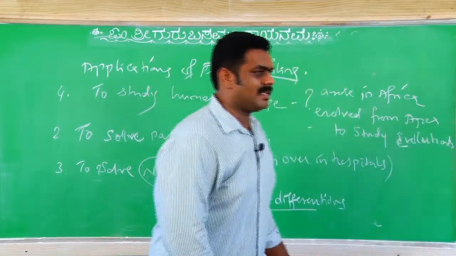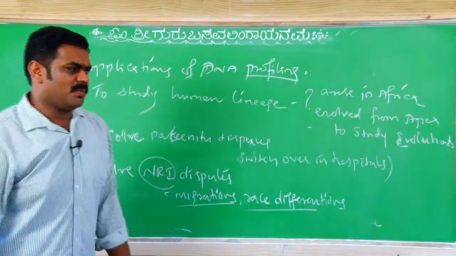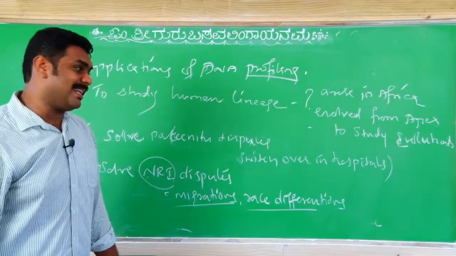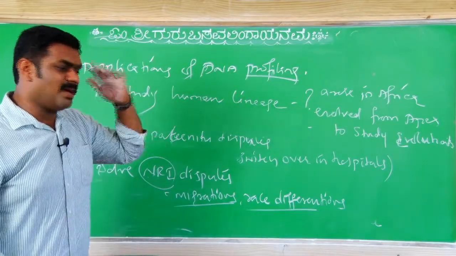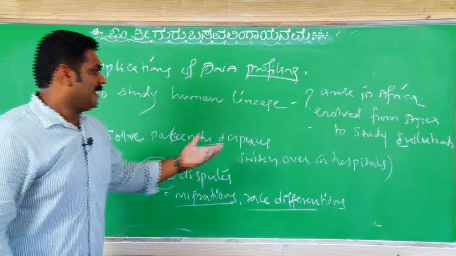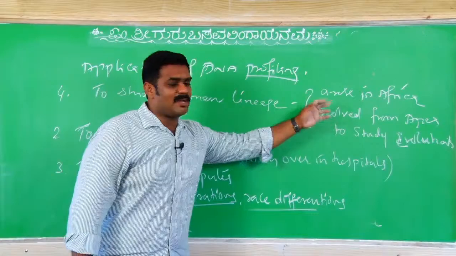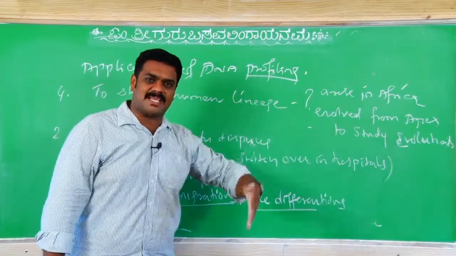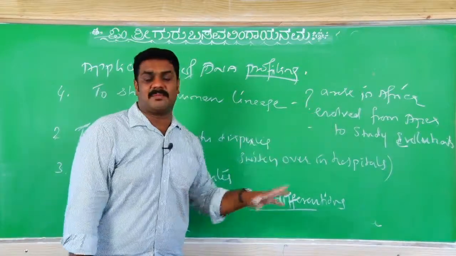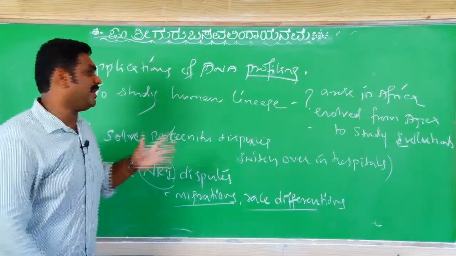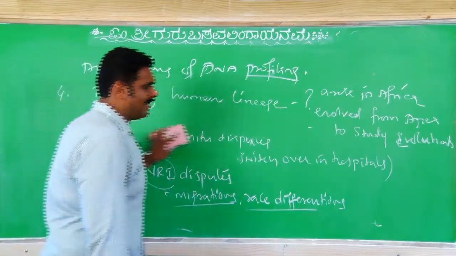We have cases of paternal disputes. We have cases of violence. That is clear, can be understood. This is beyond the knowledge. How can you try to understand how human evolution has come, how humans arose in Africa, from Africa, how apes, and how from apes man has come, is also one of the applications of fingerprinting. Next, still two more are there.